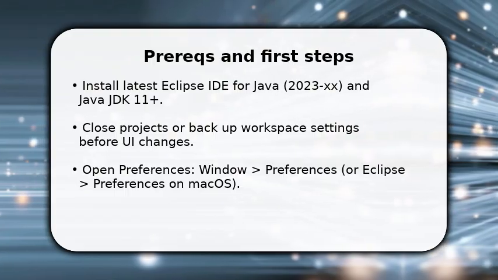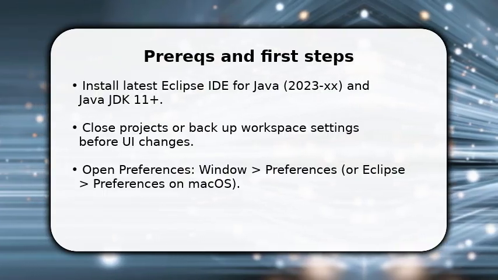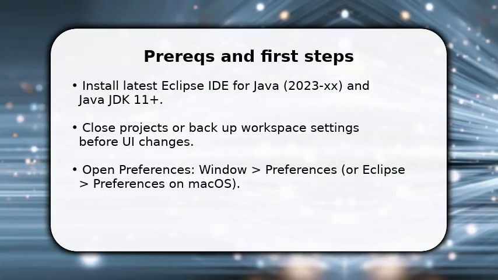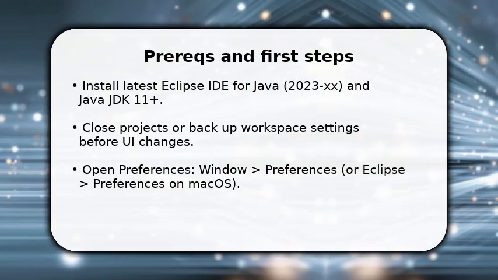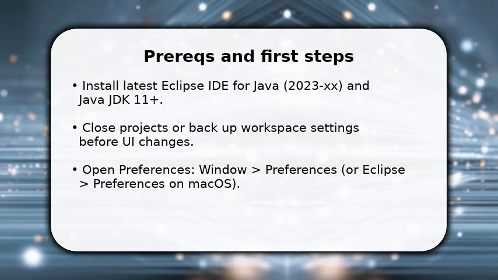From here, you'll immediately search for Appearance. This is the first actionable step because changing the theme affects editors, views, and plugin panes. Make sure to keep the Preferences window open. You'll toggle themes and tweak colors in the next step.